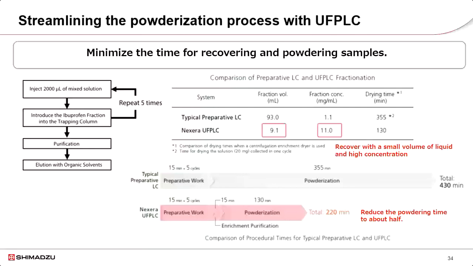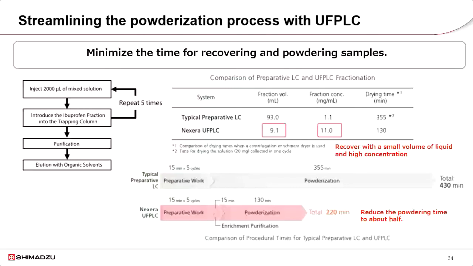The final example involves shortening the recovery and powdering time for concentrated samples. As previously mentioned, UFPLC allows for the repeated injection of samples, whereby fractions containing the target components can be introduced into the same trap column. This enables the concentration of the target components within the trap column. After concentration, eluting the target components from the trap column with an organic solvent can significantly reduce the time required for powdering.